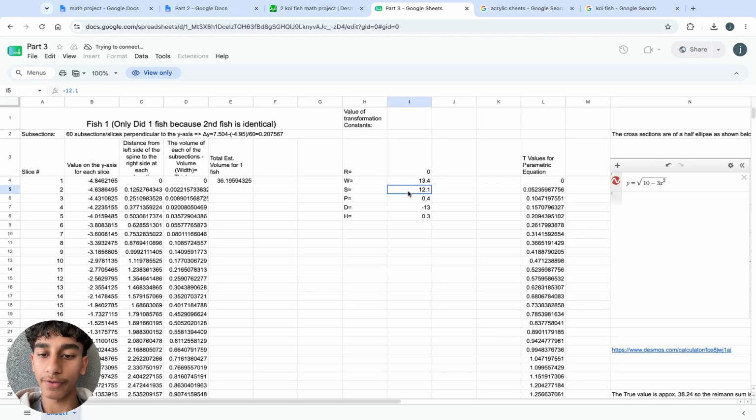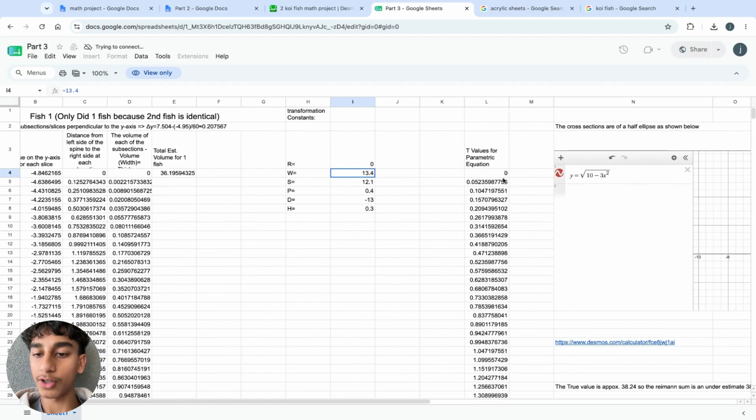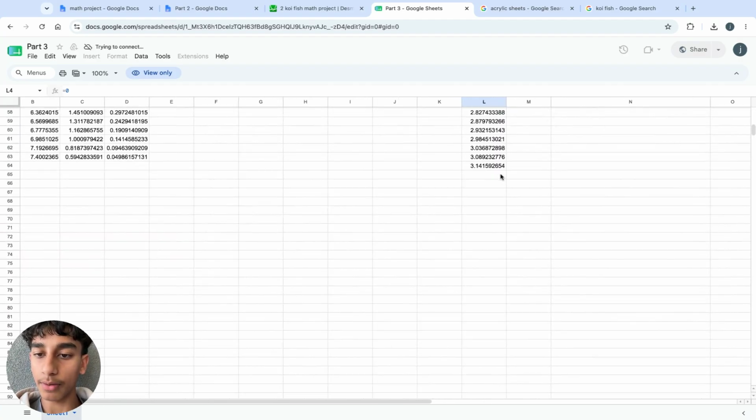These are all of our different transformations that we used, and these are our parametric t values from 0 all the way to pi.